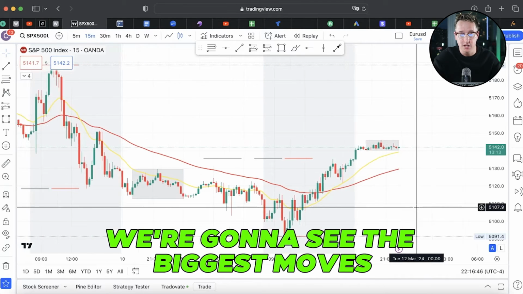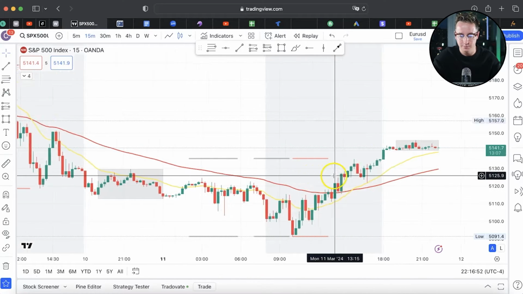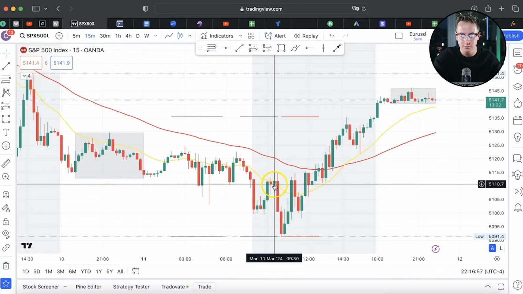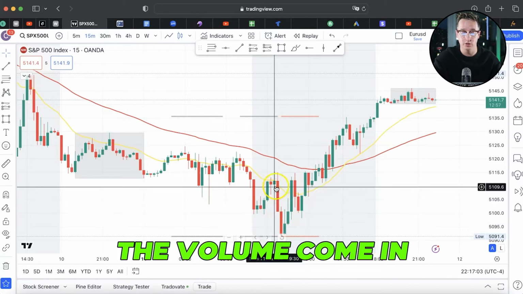And that's when we're going to see the biggest influx of volume coming to the market, and we're going to see the biggest moves. So if you guys look right here, I'm on the minute 15 time frame. Every candlestick is 15 minutes. And look right here. Right after this candle closes, it's the market open. We can see the market pushes up. Then we really start to see the volume come in.